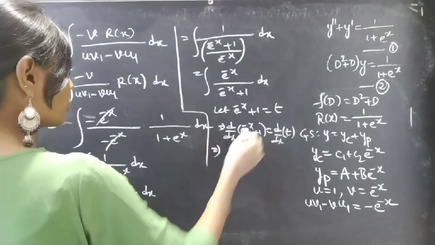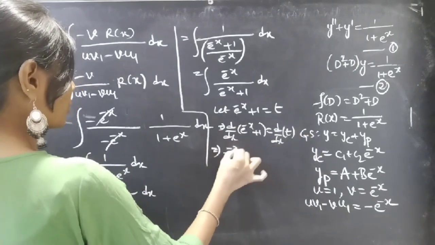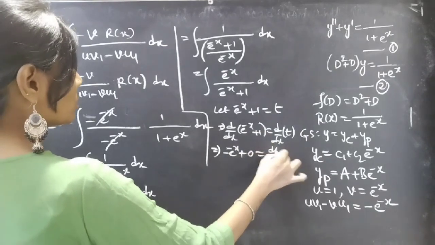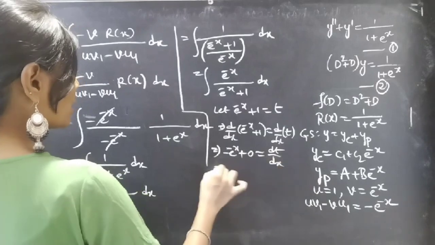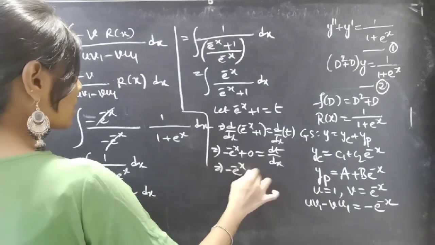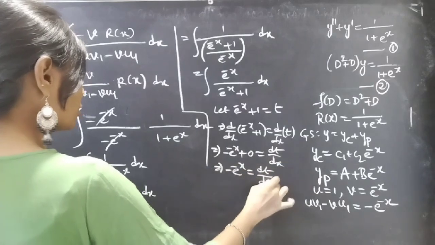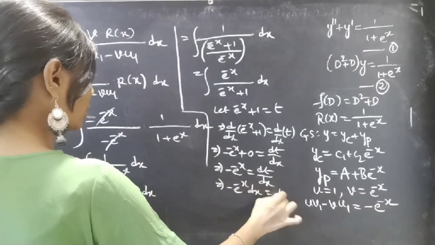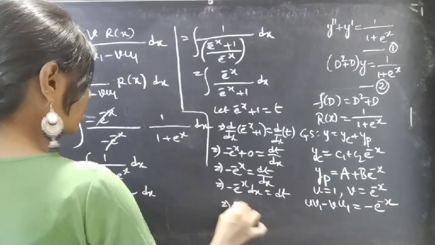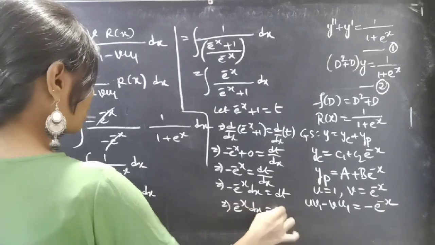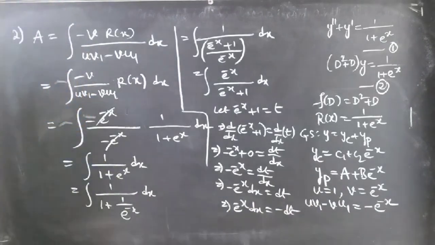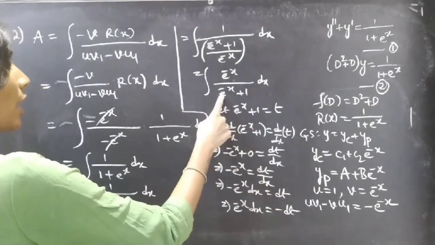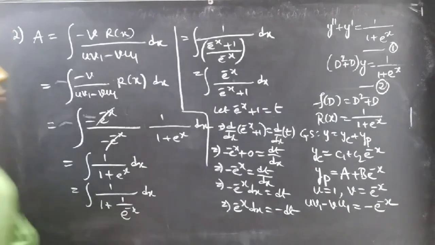Which gives us the derivative of e power minus x with respect to x is minus e power minus x, plus the derivative of a constant is 0, equal to dt by dx. From this we'll get minus e power minus x equals dt by dx. From this we'll get minus e power minus x dx equals dt, or e power minus x dx equals minus dt, right? Let's replace e power minus x dx with minus dt and e power minus x plus 1 with t.